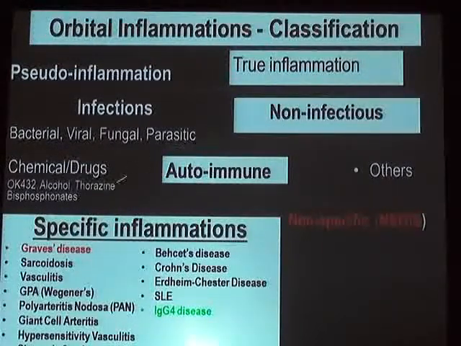And then comes a huge group that Suresh is going to talk about, which is specific orbital inflammations. Number one up there is Graves' orbitopathy, specifically highlighted IgG4 disease, and there's another condition, sarcoidosis, which is now becoming increasingly recognized, especially in our population.